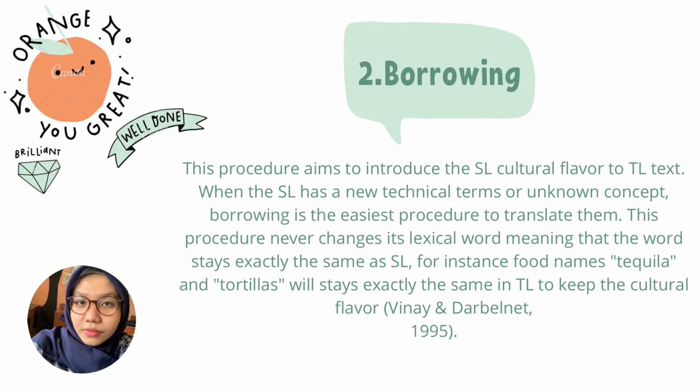2. Borrowing. The procedure aims to introduce the SL cultural flavor to the TL text. When the SL has new technical terms or unknown concepts, borrowing is the existing procedure to translate them. This procedure never changes the lexical meaning of the word; the word stays effectively the same as in the SL. For instance, the food names tequila and tortillas will stay exactly the same in the TL to keep the cultural flavor. Vinay and Darbelnet, 1995.